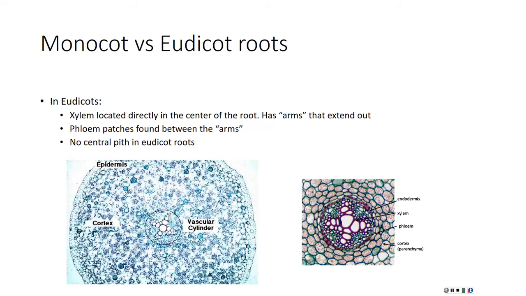We don't have pith. What we have is a dense concentration of vascular tissue in the very center. And so our xylem is in this sort of cross shape. Sometimes we call this the xylem arms. And then we've got patches of phloem in between them. So we have this very concentrated vascular cylinder, and then we have a very thick cortex outside of it.